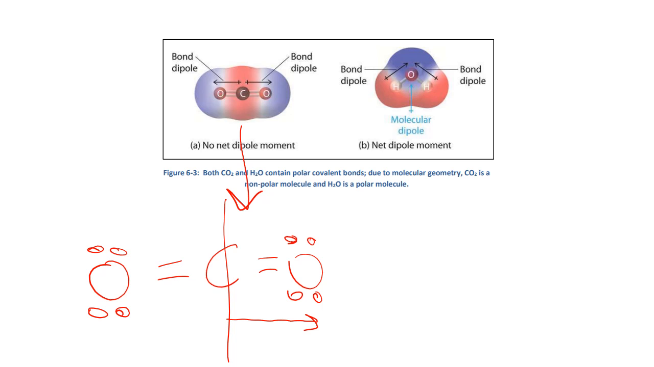Oxygen is pulling those electrons that way, and the other oxygen is pulling the electrons that way, and those oxygens are equally as strong. So in a tug of war contest between oxygen and oxygen, and let's say that carbon is the flag in the middle, that carbon's not moving anywhere. So there's no net charge, compared to water.